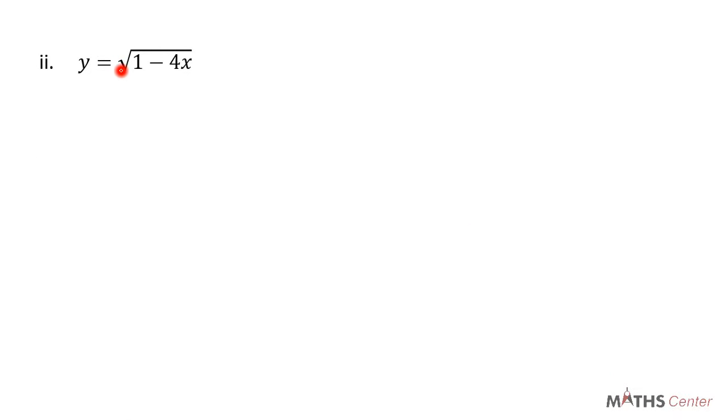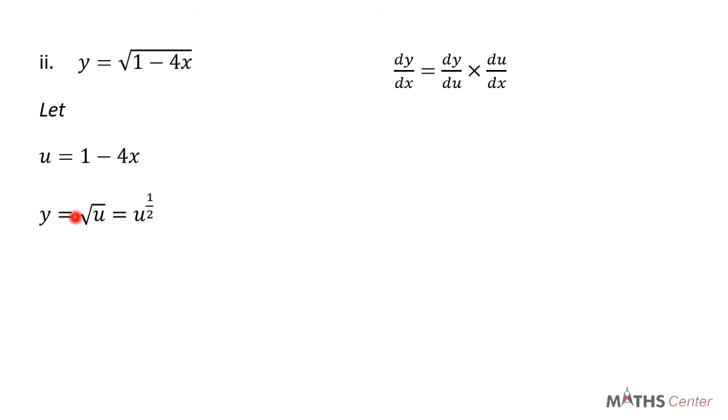Here we have y is equal to the square root of 1 minus 4x. We are going to use the chain rule. So we will let what is under the square root sign, which is 1 minus 4x, be equal to u. Now when we do that, y will be equal to the square root of u, because 1 minus 4x is now u. And the square root of u, we know from indices, can be written as u exponent half.